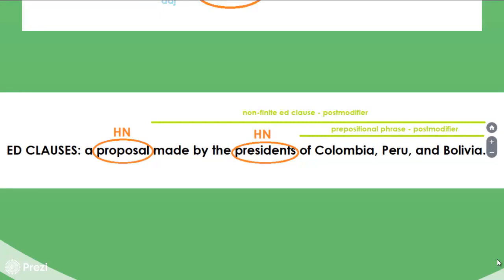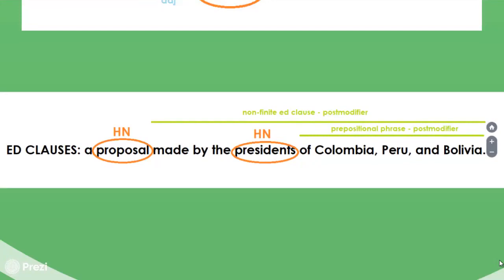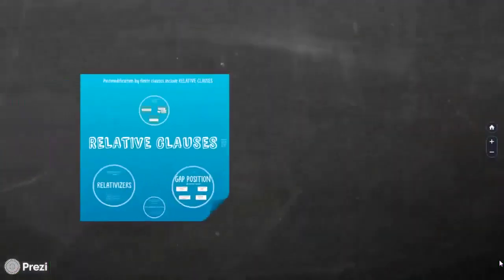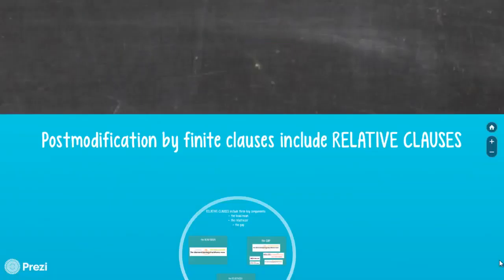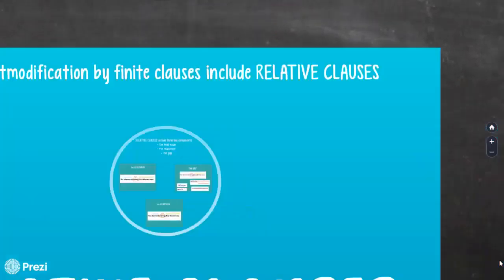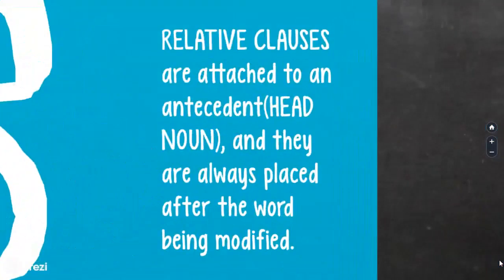Finite clauses can be post-modifiers too. The post-modification done by finite clauses include relative clauses. Relative clauses are considered adjective clauses because they are attached to an antecedent, in this case the head noun, and they provide extra information or essential information to identify the head noun. Besides, relative clauses are always placed after the head noun, after the word they are modifying.